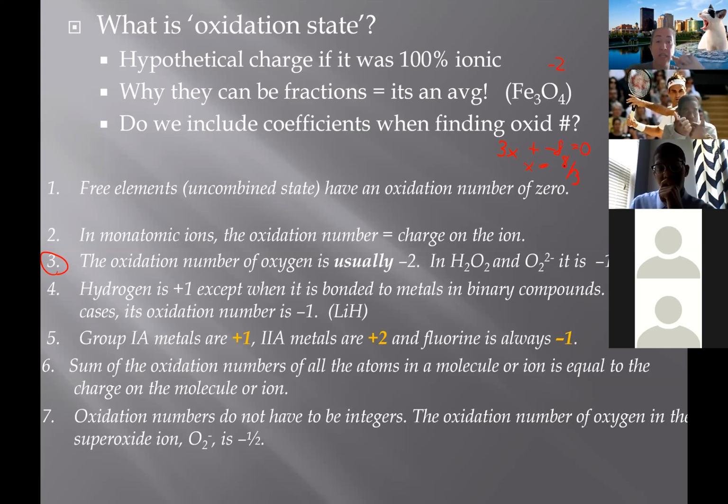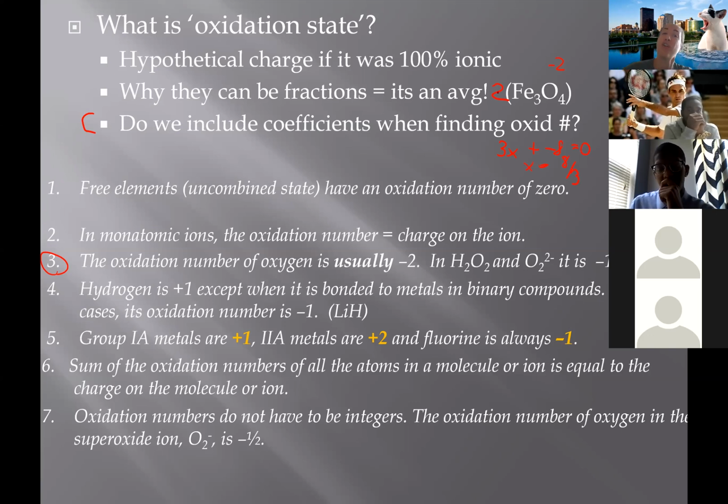Yes, ma'am. Okay, so look at this last little bullet before we actually go over the rules. Do we include coefficients when finding oxidation states? What do you think? For example, if I had a 2 in front of that Fe3O4, would that make the oxidation states different? No, because having 2 Fe3O4s doesn't make the compound's oxidation state different. It doesn't change the average state of those compounds losing all of their electrons. You just have 2 of them, so it doesn't change anything.